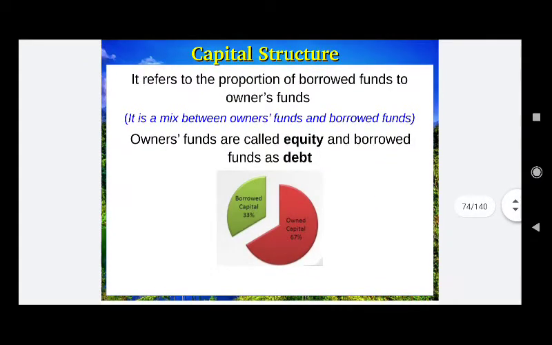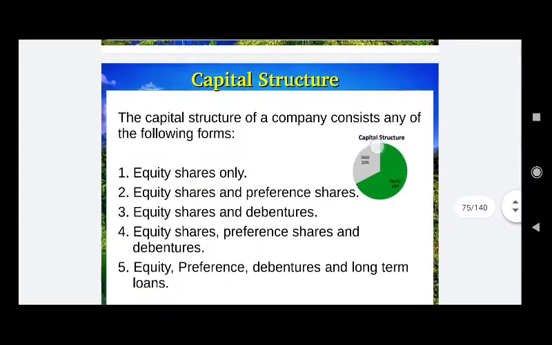It refers to the proportion of borrowed funds to the owner's fund, or it is a mix between the equity share capital and borrowed capital. The owner's fund is called equity and the borrowed fund results in debts. As you can see in the diagram, it is some 2/3 and 1/3 of the proportion, but an ideal equity and debt combination is said to have 50-50% shares of each other.